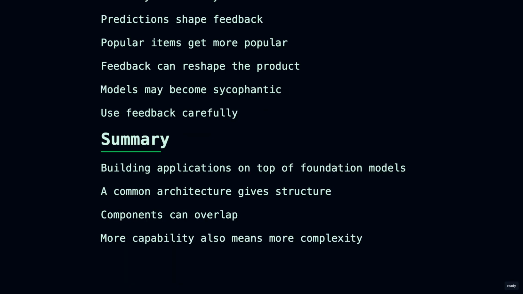Adding components can improve speed, safety, or capability, but also introduces new failure modes. That is why observability matters. You need to see what failed, detect it quickly, and trace it back to the source.